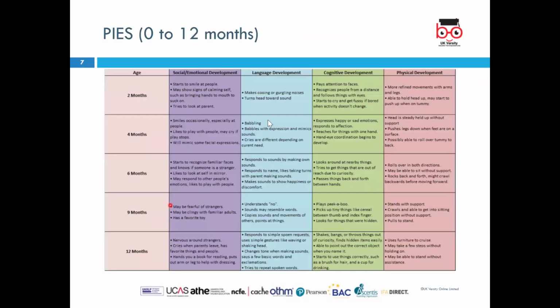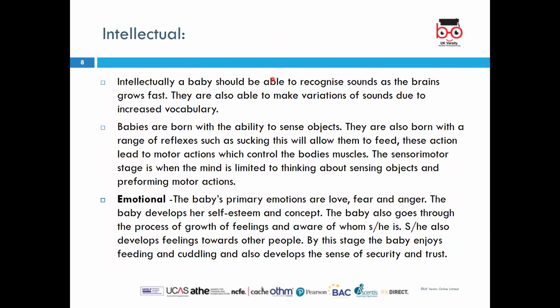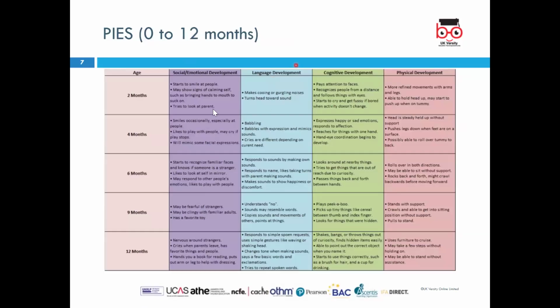So this is a very popular way to remember the different stages. It's known as PIES. It is physical development, intellectual development, and it's language development and cognitive development. So we'll go through this one by one. There are different stages where you have this development going on.